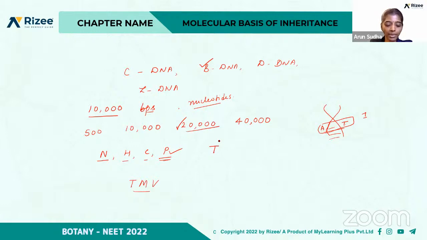The nitrogen base together with pentose sugar and phosphate forms the building block unit of nucleic acid. Is it nucleoside, polypeptide, nucleotide, or amino acid? Nitrogen base together with pentose sugar and phosphate, yes, they form a nucleotide. C is the right answer.